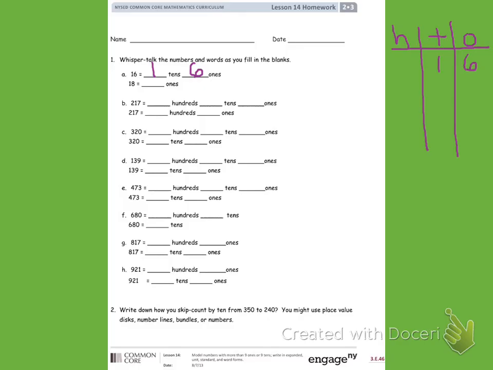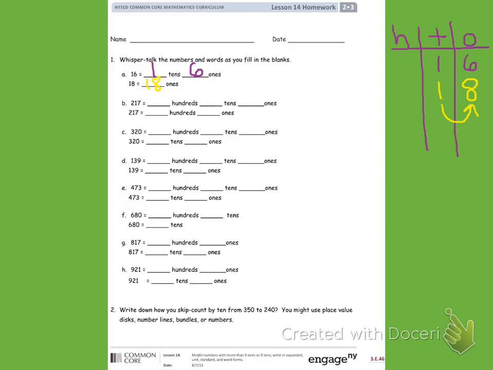For the next part of the problem, it says 18 equals, or is the same as, blank ones. This does not mean how many ones are in the number 18. This means if you move all of the tens into the ones column, how many ones would you have? If I go ahead and write the number 18 in the place value chart, and I move this group of tens all the way over into the ones column, now I will have 18 ones.